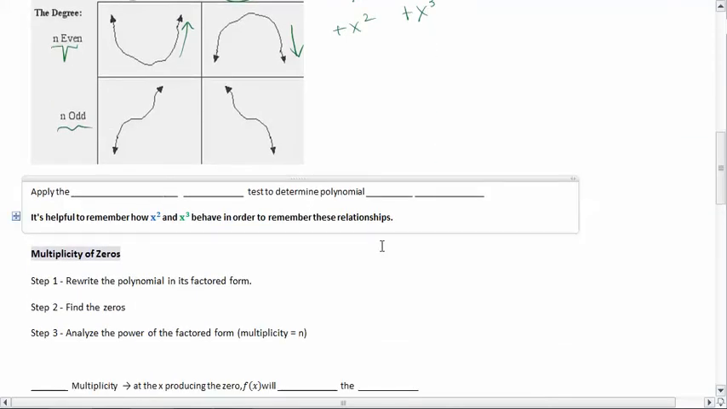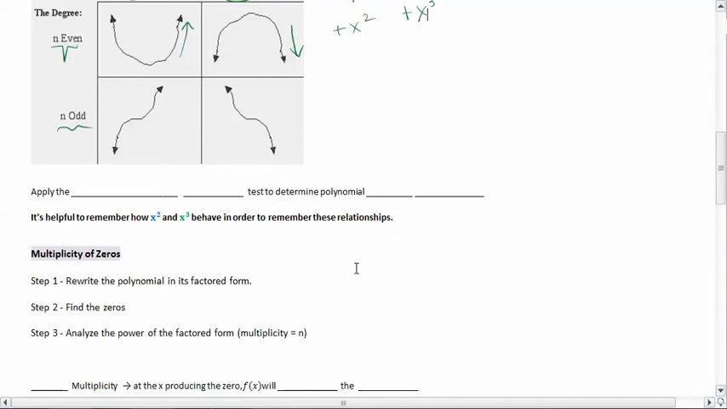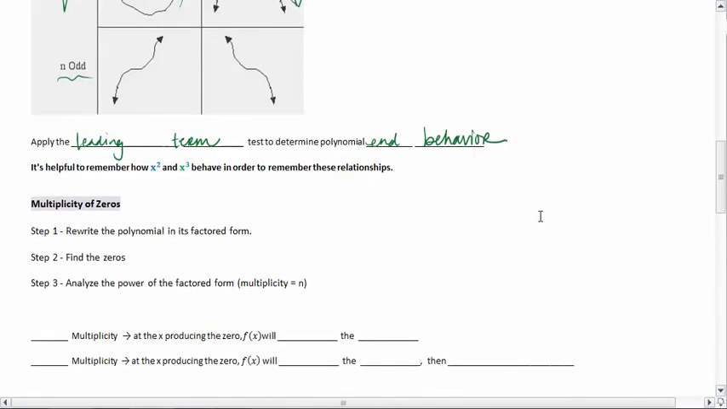So there's another test that we can apply. This test is called our leading term test. That's what we've been doing when we're trying to decide what's happening on our end behavior, and this determines our polynomial end behavior. So when you look at your a and your n, this is called the leading term test, and it helps us determine end behavior. And I think it's helpful to remember x squared and x cubed, because those are graphs that maybe you're more familiar with, and they'll help you make guesses about what's going to happen for x to the 5th or x to the 20th, for example.